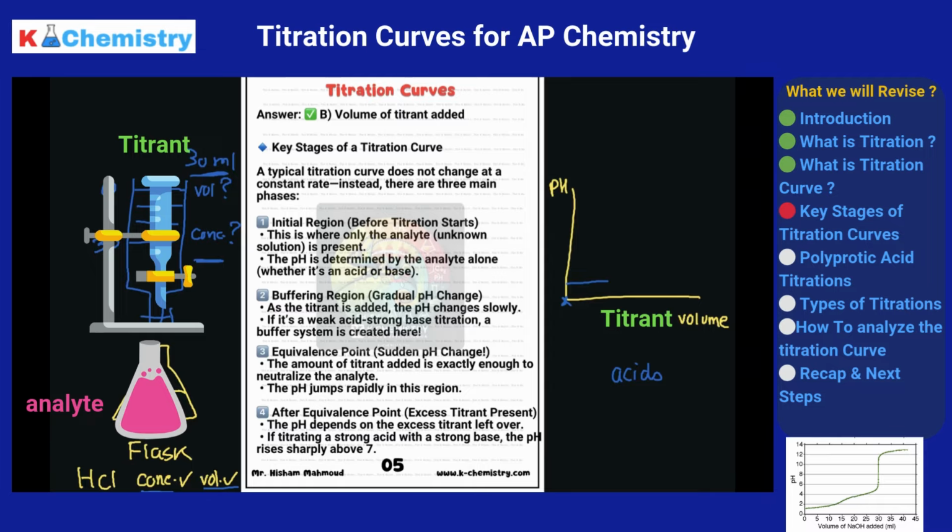In the buffering region, there is a gradual pH change. So the pH is going to change, but not suddenly. If you draw the graph like that, this means a sudden increase, and this means a slow increase. So a very steep curve means a sudden increase, but a slowly rising curve means a gradual increase. Why is it gradual? Because a buffer is being made here in most of the curves. So this is a gradual pH change.